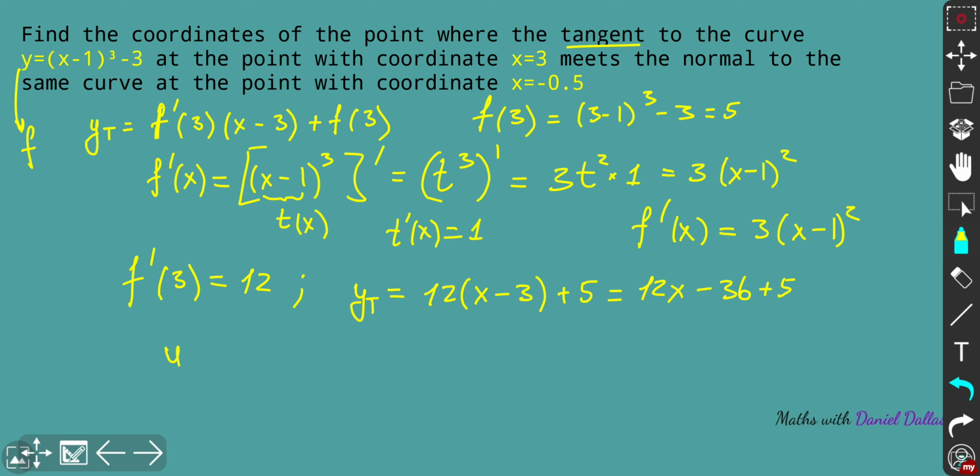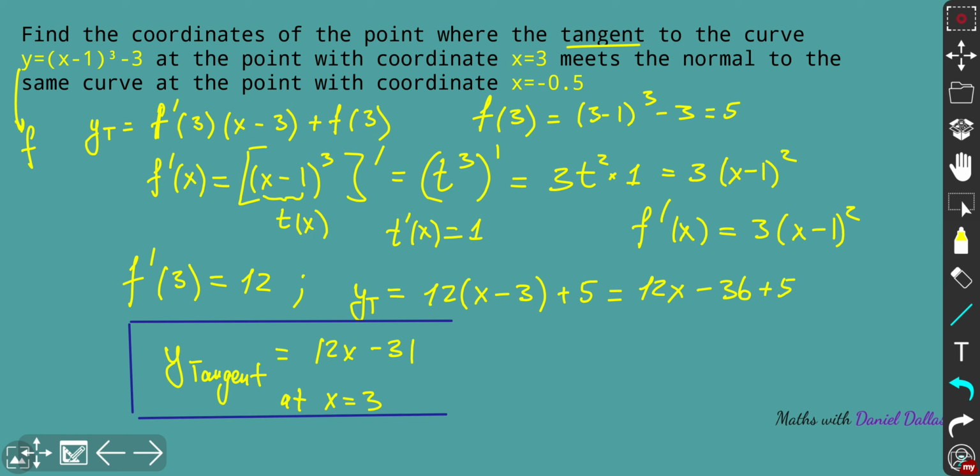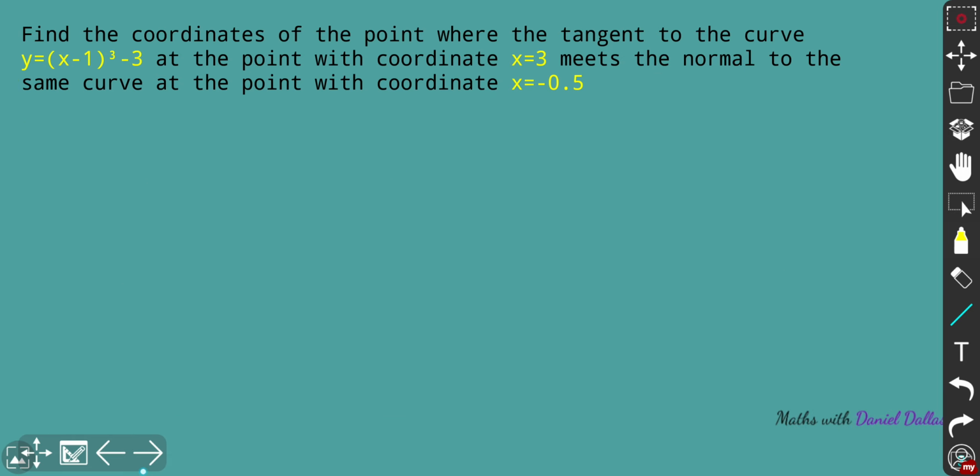So we simplify: 12x minus 36 plus 5. So finally the equation for the tangent at the given point x equals 3 is going to be 12x minus 31. I'll just round up and say that we accomplished the differentiation and found an equation for the tangent. All right, so the next step is to find the normal. So let's move to the next slide.